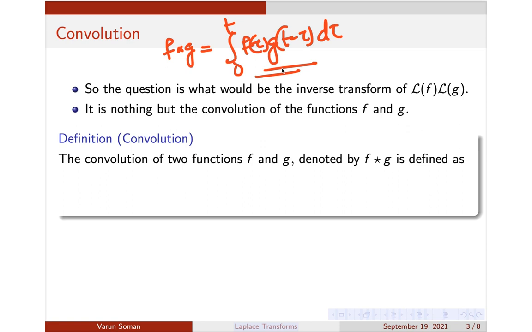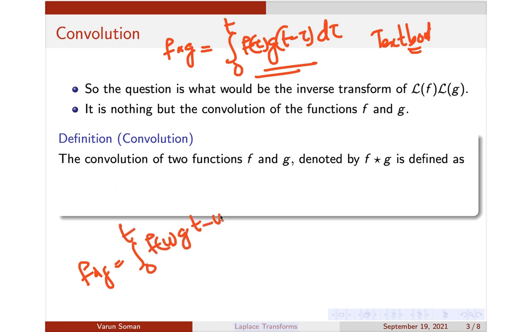Okay, so this is the general definition. This is the textbook definition which is given to you. There may be some confusion regarding this tau and t. You can easily confuse it. So I'll use the definition like this: f star g is equal to simply the integral from 0 to t of f of u g of t minus u du. This is the definition which we will be using, so that we will not get confused with this t and tau.